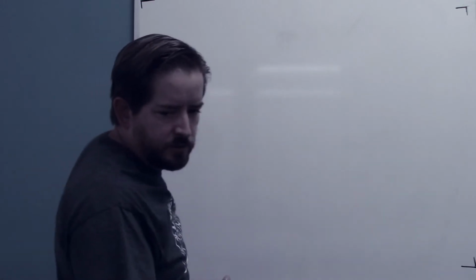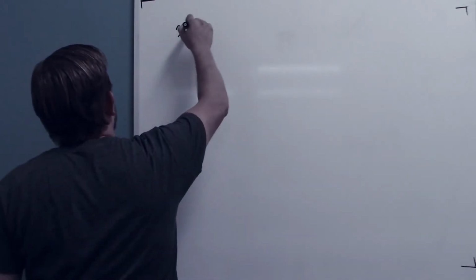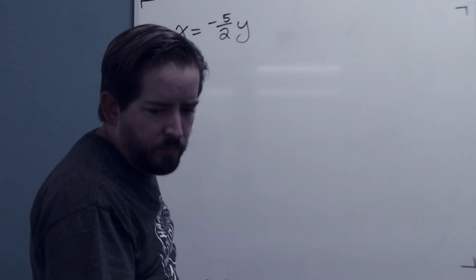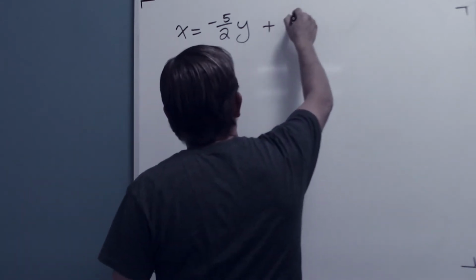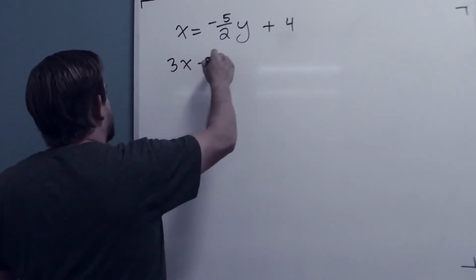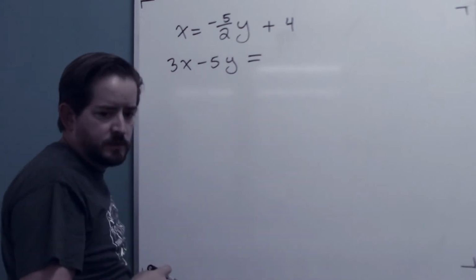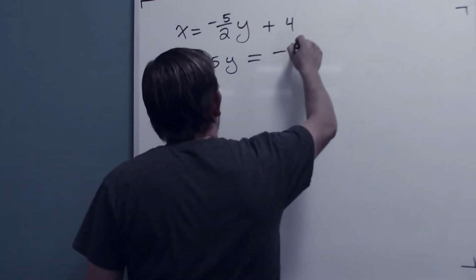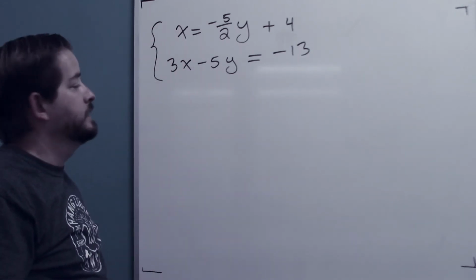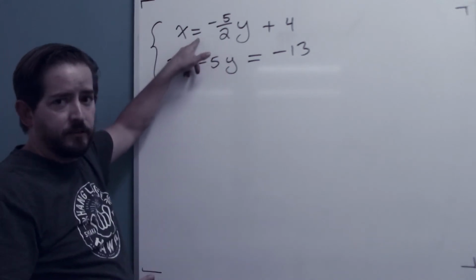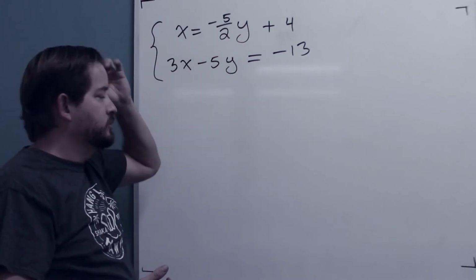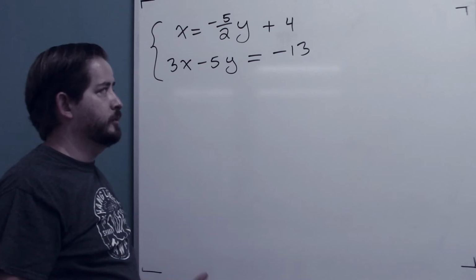Say I have x equals negative 5 halves y plus 4, and 3x minus 5y equals negative 13. Not only is it not set up so that one of my x's or y's will cancel out nicely, this y is not even on the same side of the equation as this y is. Right? This one is on the right-hand side, this one's on the left-hand side. So if I add these, it's going to be pretty ugly right from the get-go.